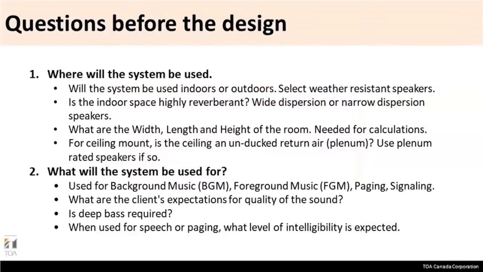Okay. So question number one, where will the system be used? When you say system, it encompasses different peripherals. The number one peripheral that we usually take into consideration is speakers.